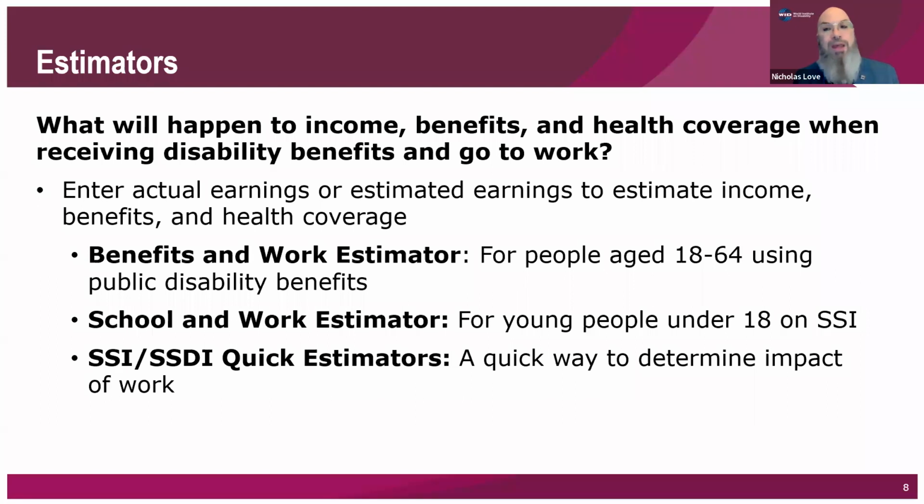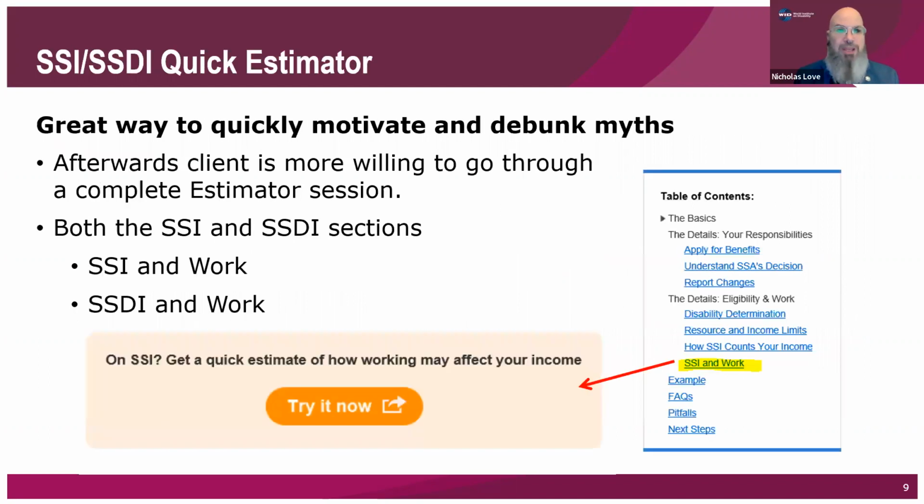So there's a benefit and work estimator for people over the age of 18, but not retired, who are on SSI and SSDI. And there's also a school and work estimator for young people under the age of 18 on SSI. There's also two quick estimators where you ask a little less questions. Those are the great ones for motivators. So there's an SSI and an SSDI quick estimator, and they're located in a couple places, and I'll show you that when I go in.